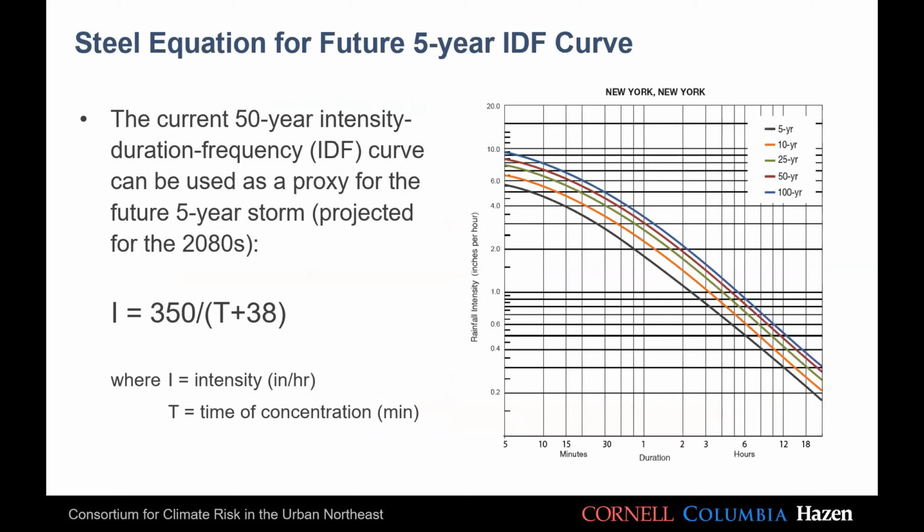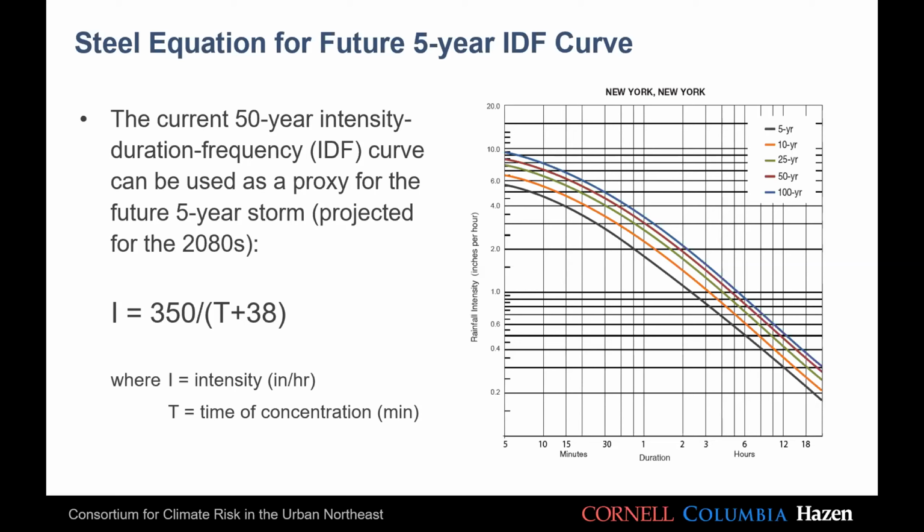So once we had the results, the question became how to integrate these design standards in practice. And for DEP, it was important that they maintain the use of the Steel equation. It was an established part of their system. Their drainage plan calculations are all done on spreadsheets, and the equation provides a very simple way of calculating intensity. So what we found in the end was that the 50-year IDF curve from the original US Weather Bureau TP25 could be used as a proxy for the 5-year IDF curve projected for the 2080s.